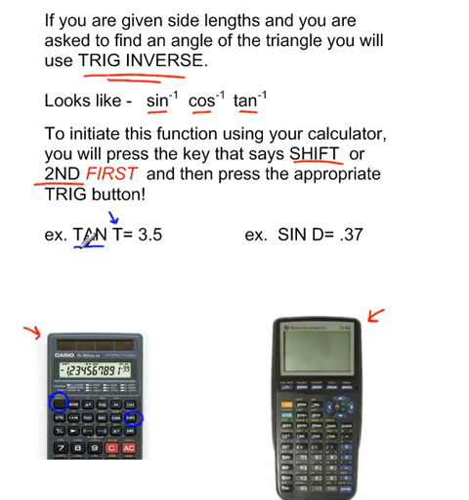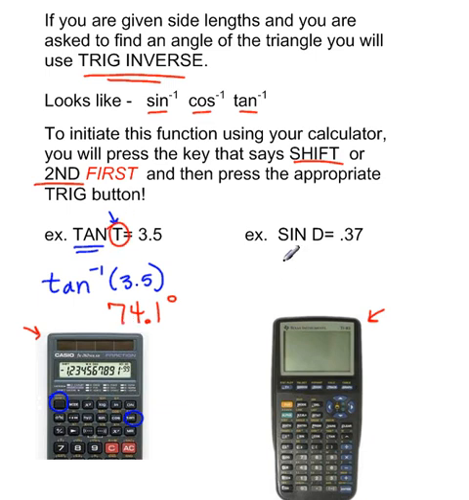Why tangent? That's the trig function that's at hand. So this is what we're telling the calculator to read: the tangent inverse of 3.5. After you put the 3.5 in, hit enter. And after you hit enter, your calculator should come up with 74, and we're going to round to the nearest tenth, 74.1 degrees. So remember, we're all about finding what the degree is. All right, let's look at this.